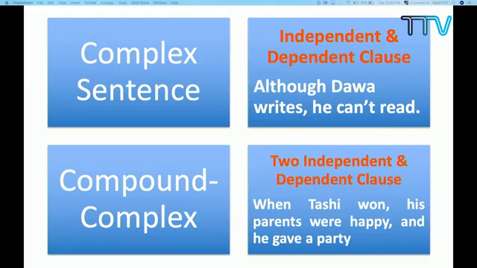Now look at the example. Although there were rights, this is dependent. It does not make a complete sense. Although there were rights, and then what happened? Someone wants to know what happened. Although there were rights, he can't read. This is an independent clause. In the beginning, the first one is the dependent clause. Such a sentence is called a complex sentence.